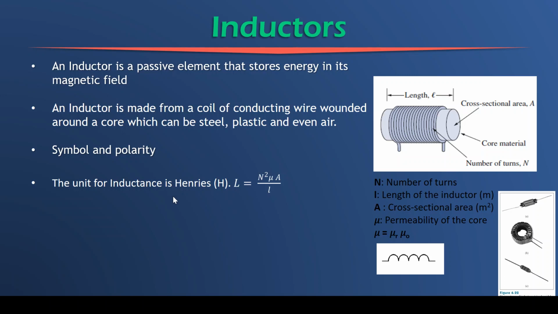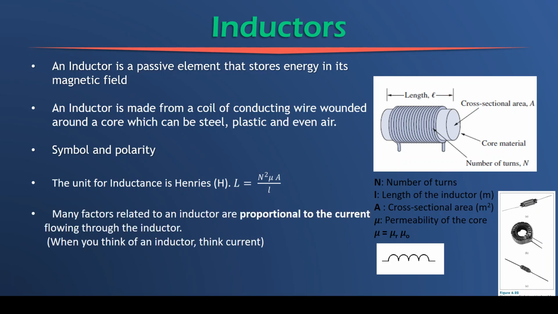The unit for inductance is henries, and the equation that characterizes the inductance based on the physical properties of the inductor is the equation that's indicated below, where N is your number of turns, L is the length of the inductor, A is the cross-sectional area, and mu is the permeability of the core.